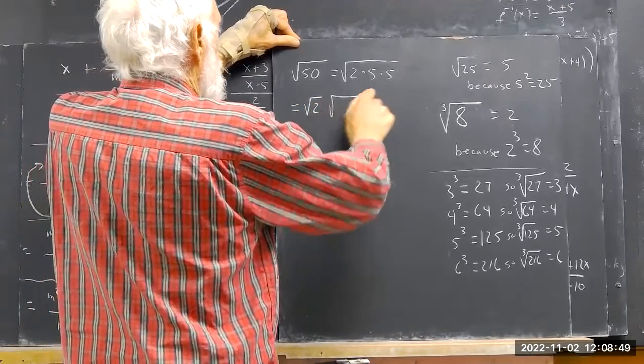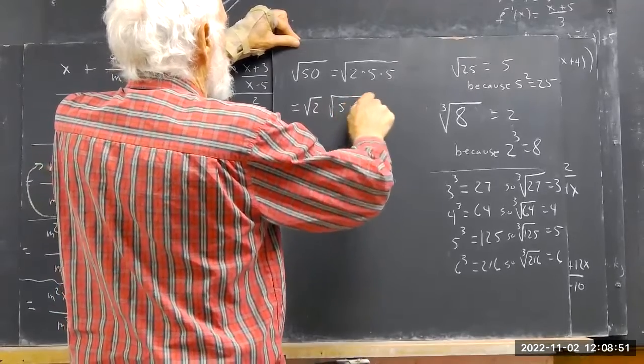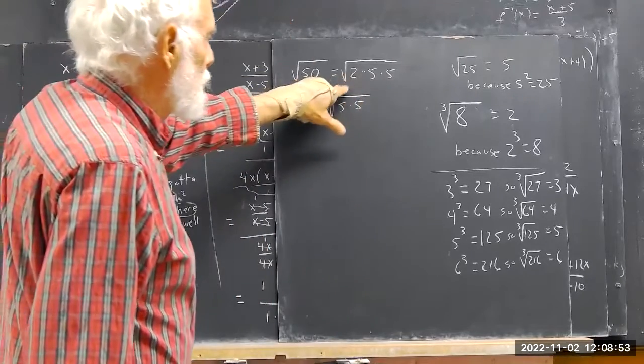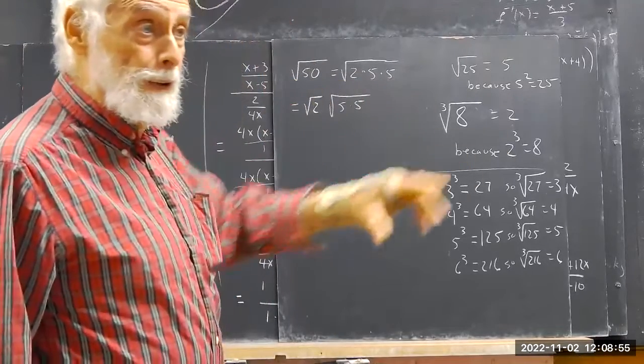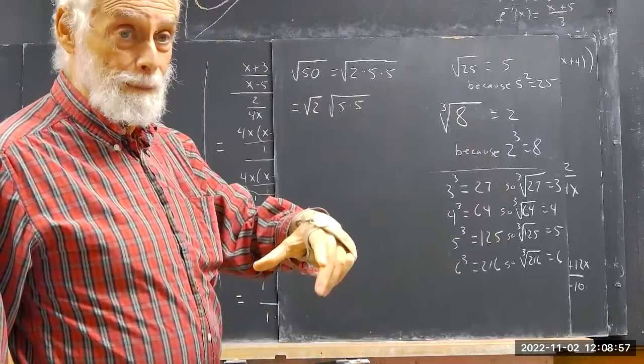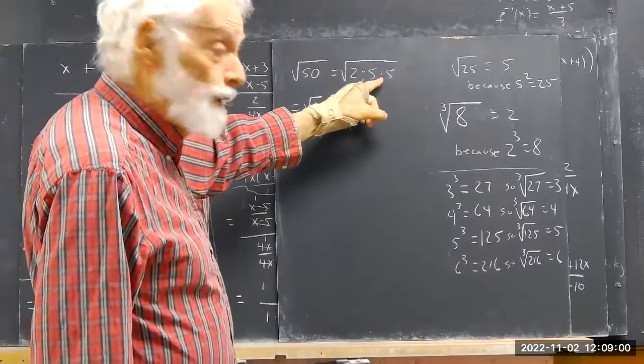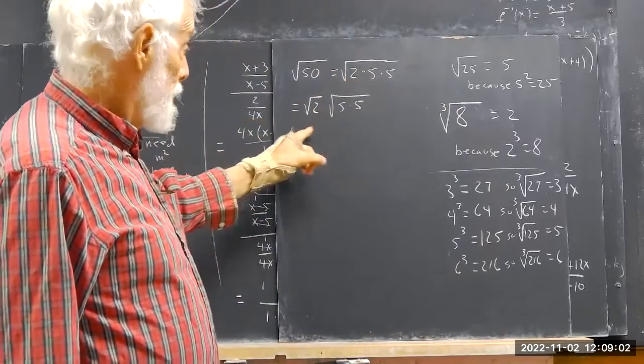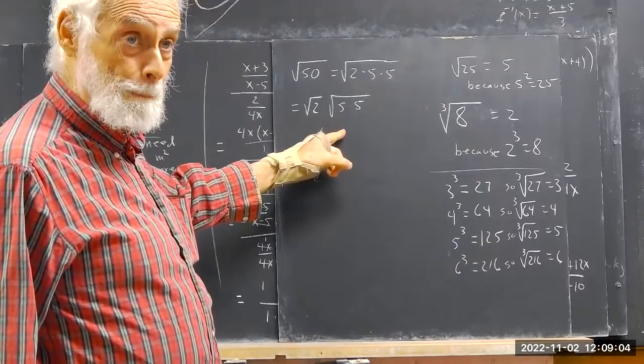It turns out that there's a convenient rule for square roots. If you have the square root of a bunch of things multiplied together, you can separate them out. You can't do that if you have a plus sign in here, but if these are multiplications, you can do this.